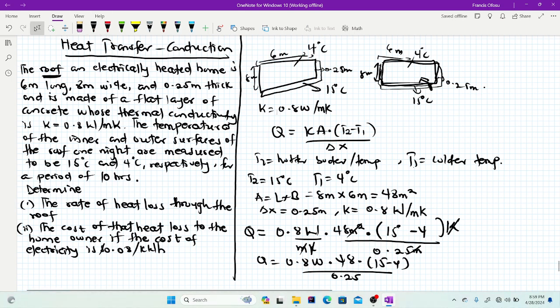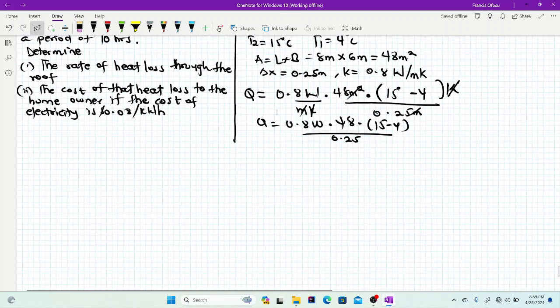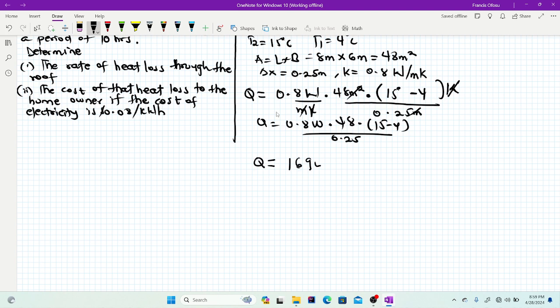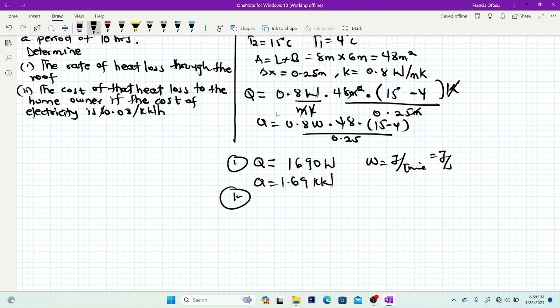Inputting this on the calculator, you're going to get 1690 watts. So this is our rate of heat loss. When you say rate, it's per time, right? And our watt is joules per second. So this becomes our rate, this is our I. Or we can even say Q is equal to 1.69 kilowatts.